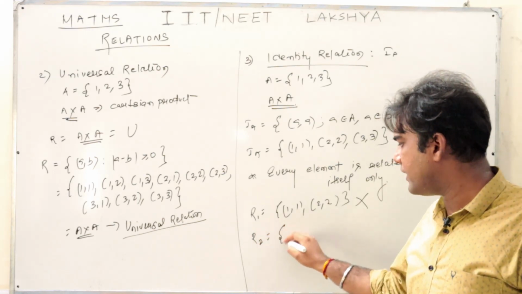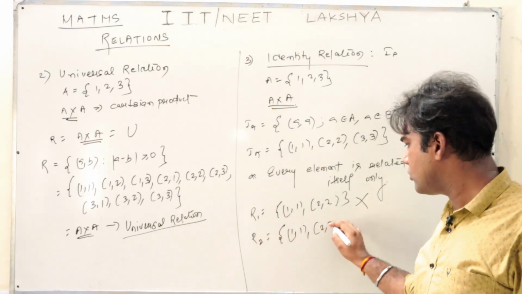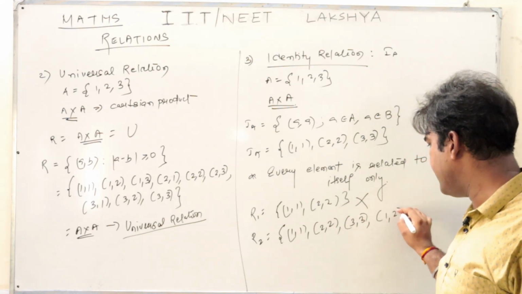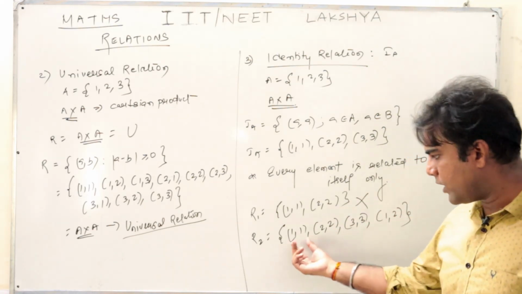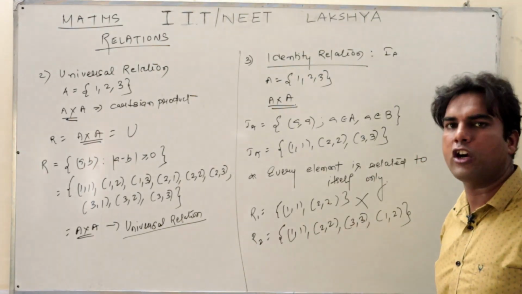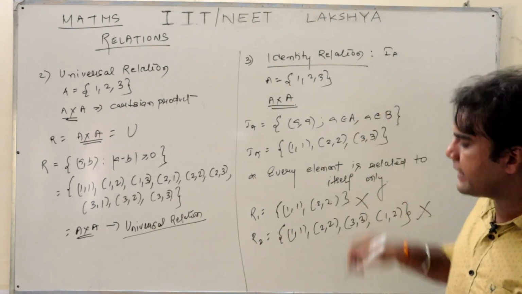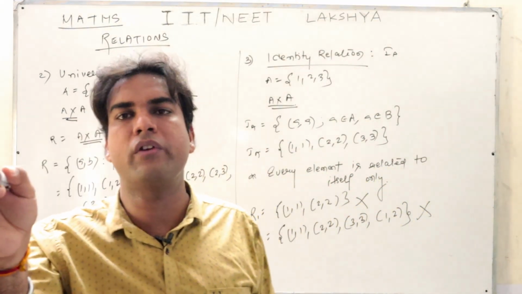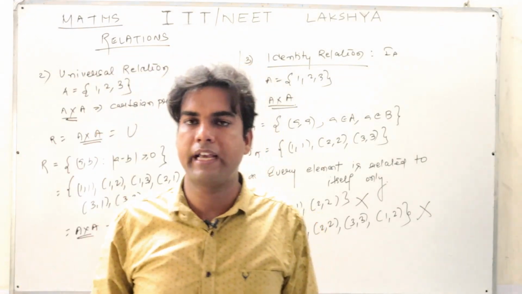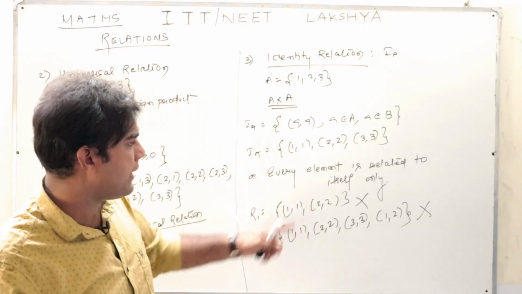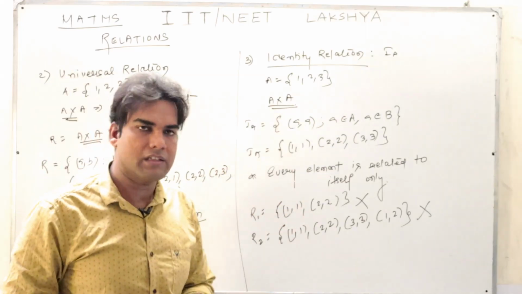Let us say one more relation: 1 1, 2 2, 3 3 and 1 2. 1 1 is there, 2 2 is there, 3 3 is there, but 1 2, why is it there? 1 2 should not be there. So this is also not an identity relation, because every element should be related to itself only. It should not be related to any other element. Every element should be related to itself only. That is the meaning of identity relation.